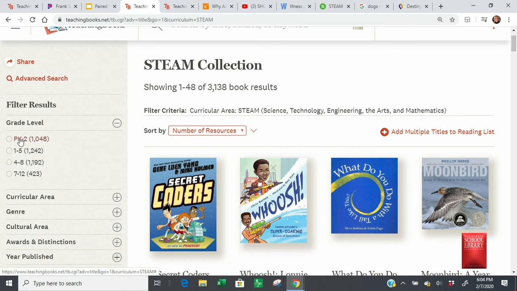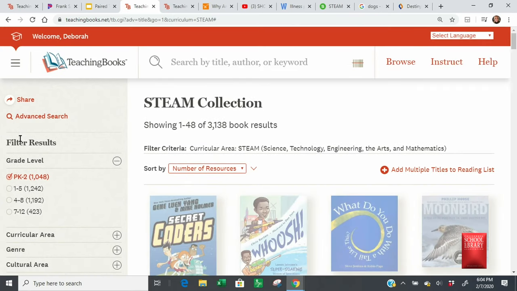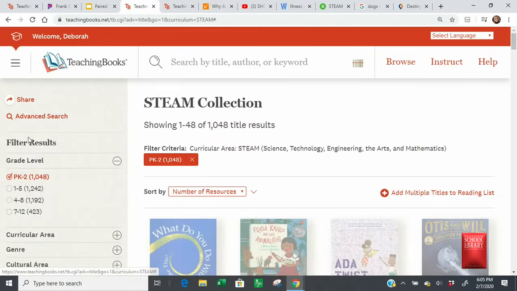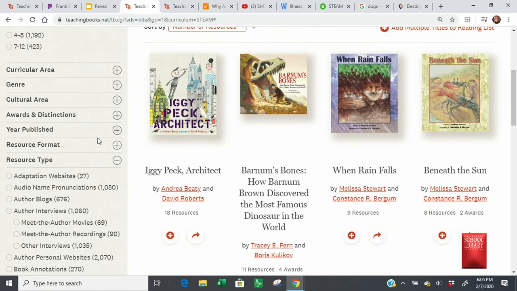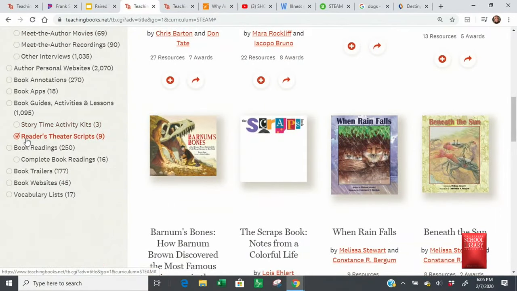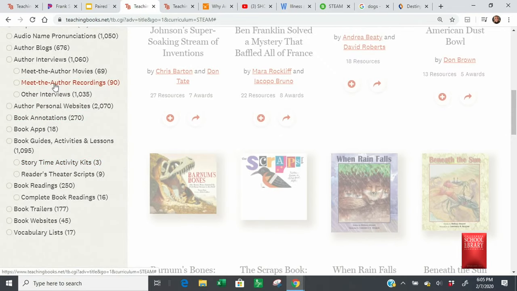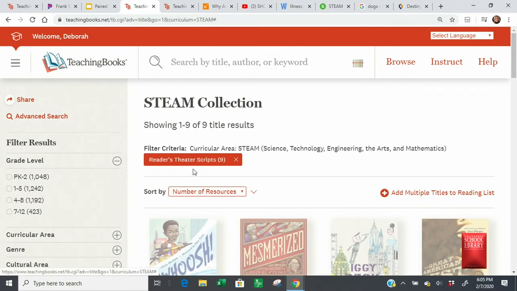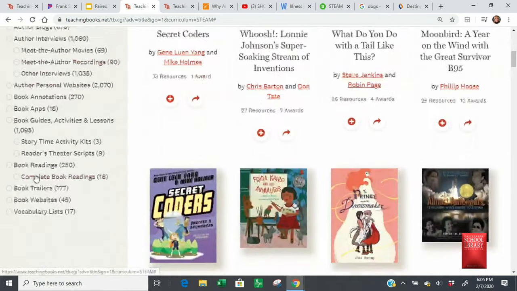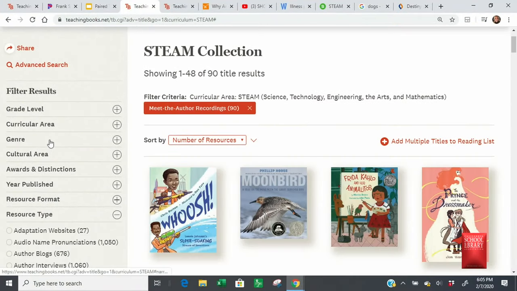And so now I choose my grade level. Like, say, I use my pre-K to 2. And now I'm down to 1,000 books. And then I can say, well, which ones have a Reader's Theater script? So I click on that, and there are 5 pre-K to 2 that have a Reader's Theater script. Or I say, well, not that. I want to hear the author's voice. So how many of them have Meet the Author recordings? So now I have, tick-tock, tick-tock, I froze. So now I have 90 books that have a Meet the Author recording. So the kids can literally have the author in the room at the moment they're reading the book. How fun is that?